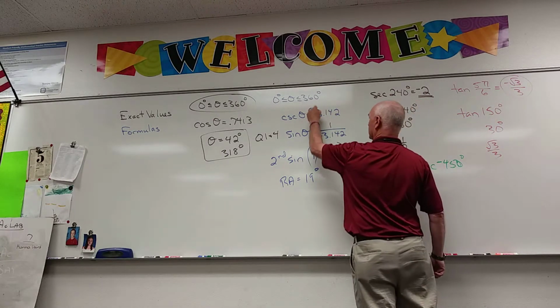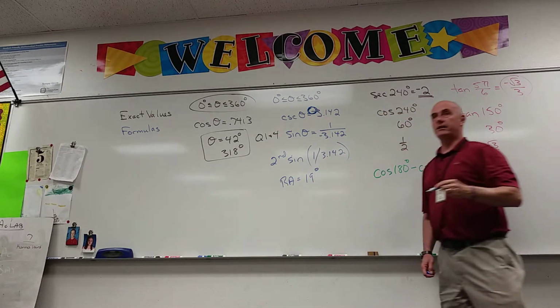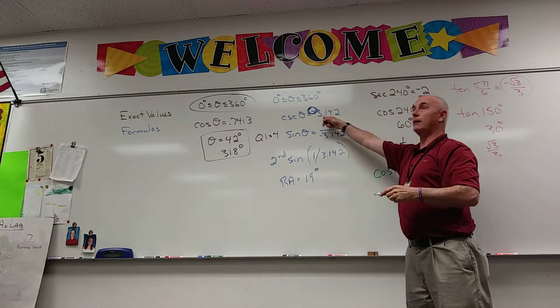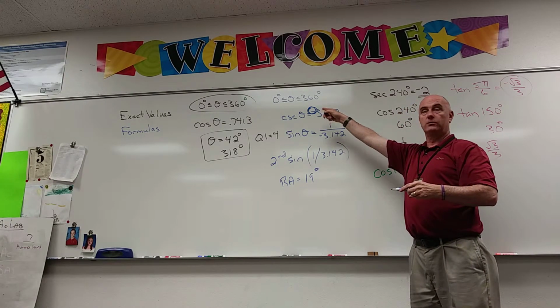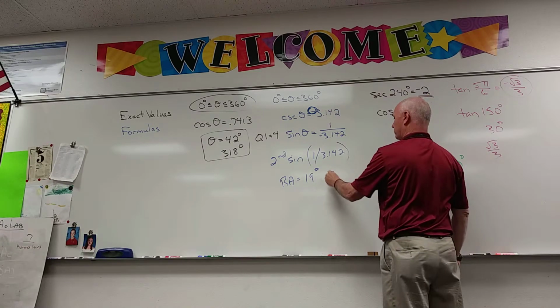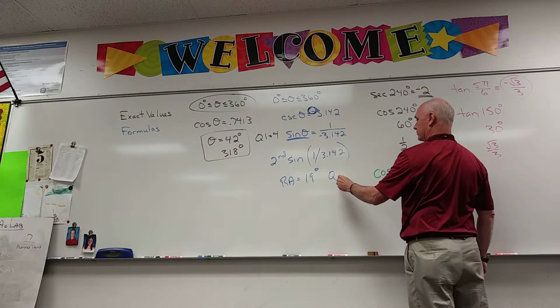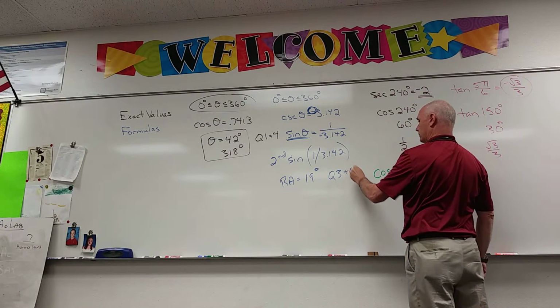Because remember, we're talking about the negative. We didn't put the negative into the calculator, but the problem was the negative. So we need to deal with the negative, which means that, because it's a sine, we're going to quadrants 3 and 4.